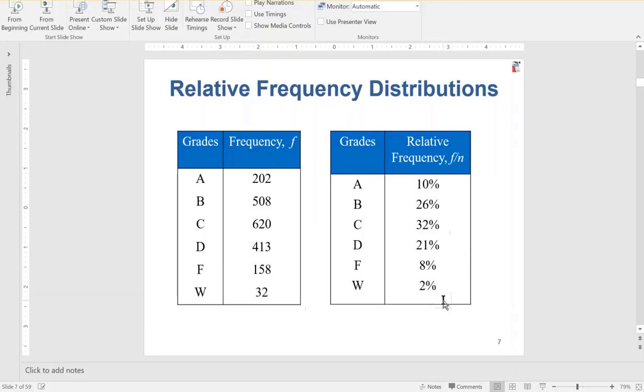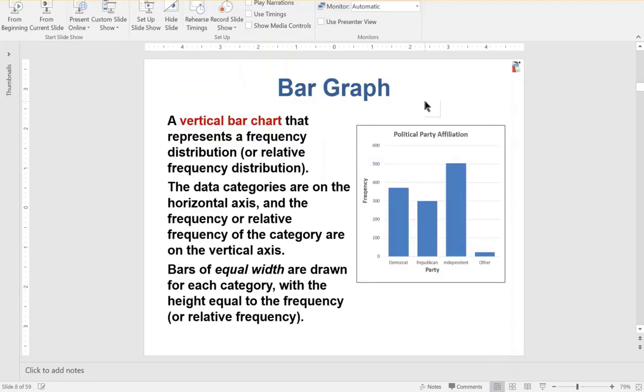trying to tell you. Now, in addition to a table in statistics, we also want graphs to represent our data. So if you have either a frequency distribution or a relative frequency distribution, the matching graph is going to be, one type is a bar chart. So a bar graph is a vertical bar chart that represents either a frequency distribution or a relative frequency distribution. So what you do is you set up your data values on the horizontal axis.